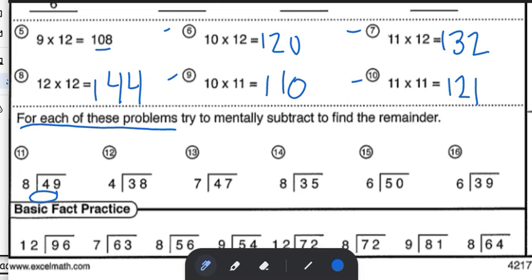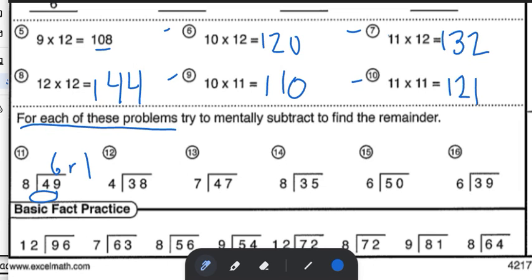8 into 49. 8, 16, 24, 32, 40, 48. So it goes in 6 times. And 6 times 8 we know is 48. And this is 49. So you're just going to write 6, remainder 1. Don't show any subtraction. Just do the subtraction in your head. All right, pause the video. Do 12 through 16. And then turn it back on to see the answers.